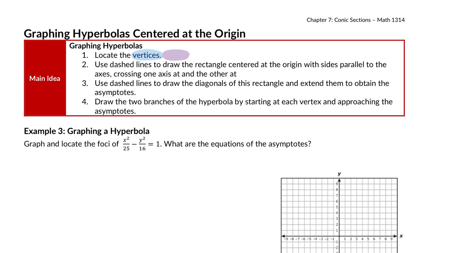We're going to use dashed lines to draw the rectangle that is centered at the origin, which will later be centered at our center, with sides parallel to the axes crossing one axis and the other at those points. We're going to use dashed lines to draw the diagonals of this rectangle.